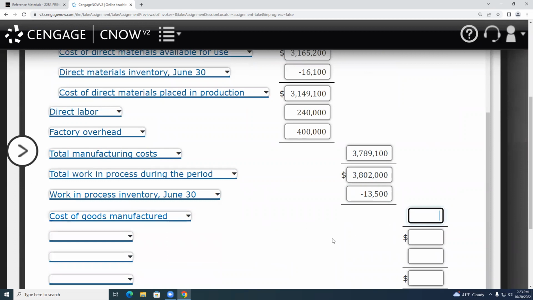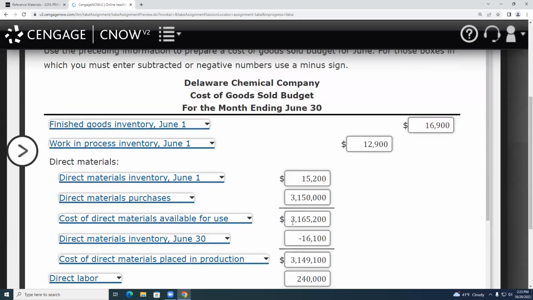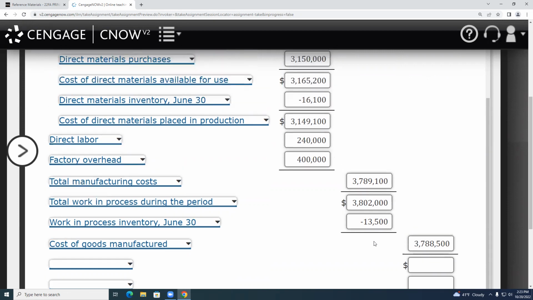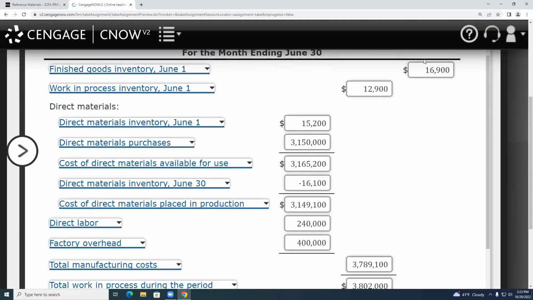So how much did we finish? 3,802,000 minus the part we did not finish. $3,788,500 represents the value of the work that we did finish. The total P1 and P2 that we expect to complete during the month. When we finish it, what do we do with it? We move it into finished goods.